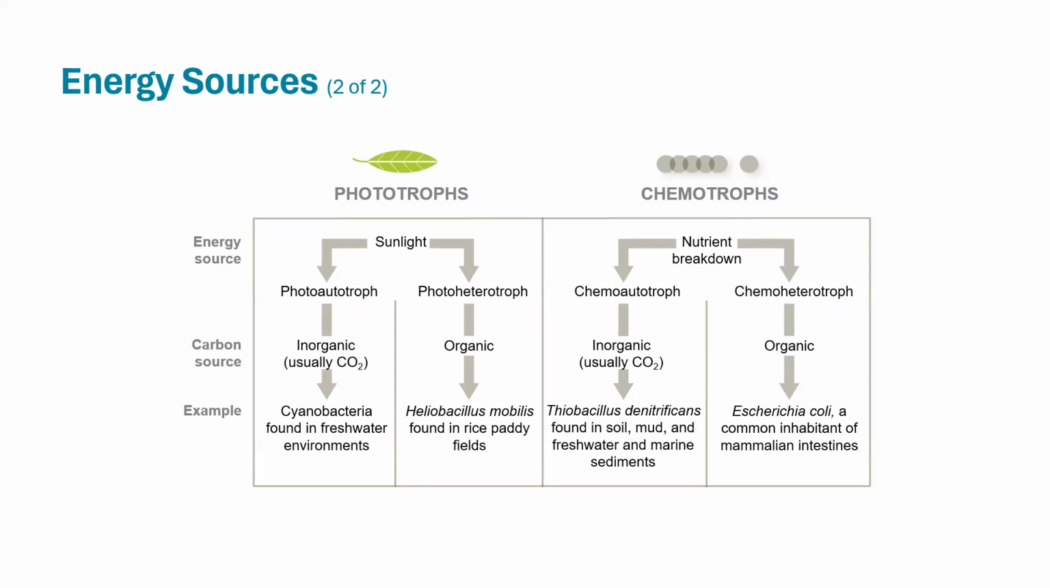And then we have chemoheterotrophs, which are going to get their energy from breaking down nutrients, and they're going to get their carbon from organic matter. And so this is going to be like humans, right? Or E. coli, or most of the organisms that cause disease, if not all of them. So with that, we should be able to now define essential nutrients and growth factors, as well as differentiating between the different trophies. That's phototroph, chemotroph, autotroph, and heterotroph.